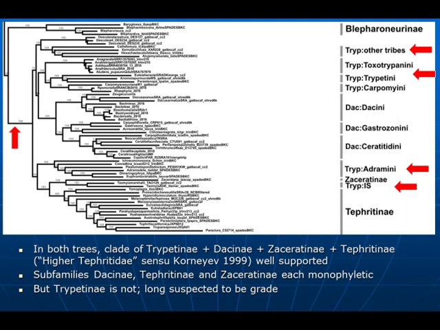the 4 subfamilies, Tripetinae, Dacinae, Zaceratinae, and Tephritinae, which has been called the higher Tephritidae, is well supported. Subfamilies Dacinae, Tephritinae, and Zaceratinae are each monophyletic, but the Tripetinae is not, which is not a huge surprise.